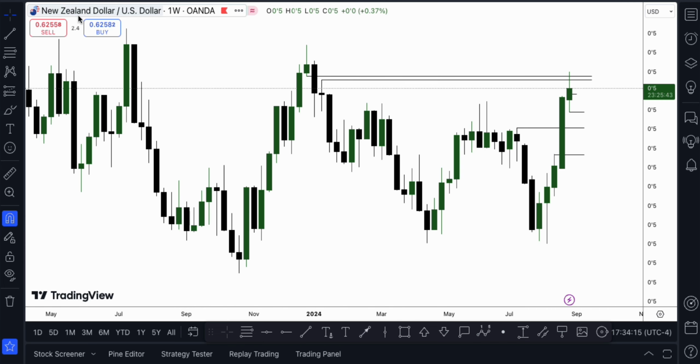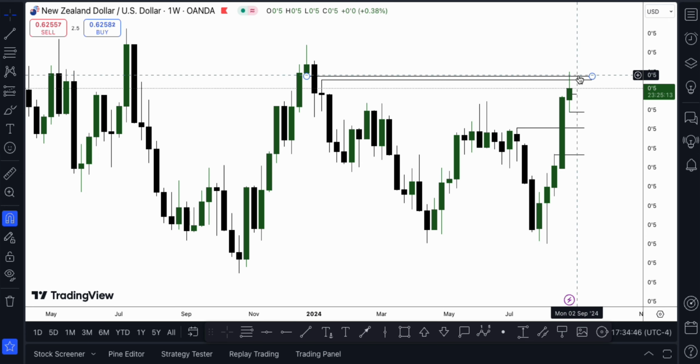Now we are looking at the New Zealand dollar versus the US dollar. These are weekly time frame. You can see we have a weekly fair value gap here, which is this candle, also an order block. I've been watching this for some time, but I was out, so it really caught me off guard. But I believe it's still early, so let's just look at this.